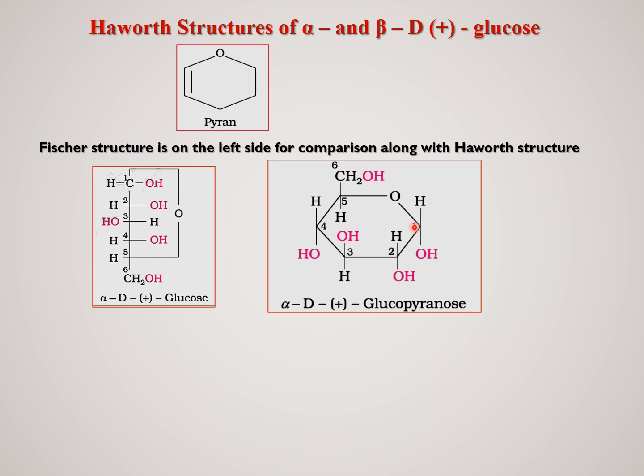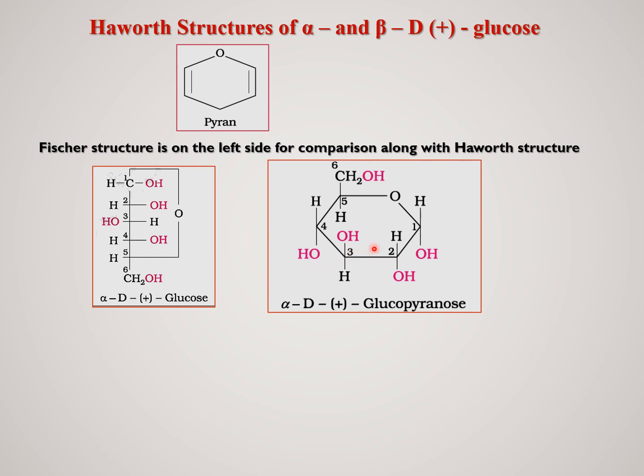Always put OH on carbon 1 below the plane, carbon 2 OH below the plane, carbon 3 OH above the plane, carbon 4 OH below the plane. Let's keep this in mind, and from that we can write the others. I repeat: OH on carbon 1 below the plane, OH on carbon 2 below the plane, OH on carbon 3 above the plane, OH on carbon 4 below the plane.